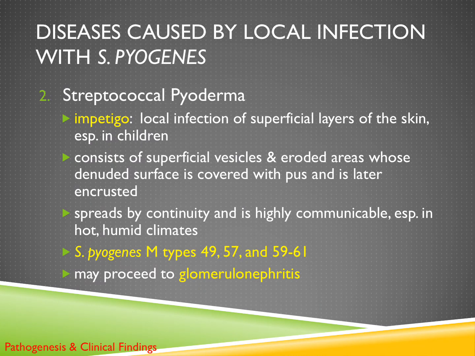Streptococcal pyoderma, otherwise called impetigo, is defined as a local infection of the superficial layers of the skin, especially in children. The lesions consist of superficial vesicles and eroded areas whose denuded surface is covered with pus and is later encrusted. Impetigo is associated with Streptococcus pyogenes M types 49, 57, and 59 to 61. And patients with streptococcal pyoderma are more likely to have glomerulonephritis in the future.